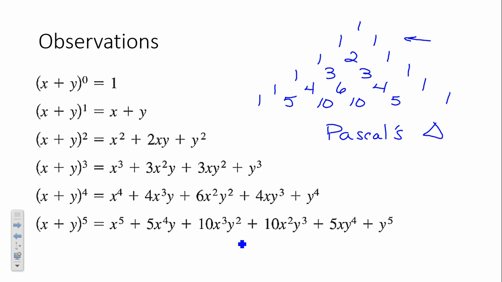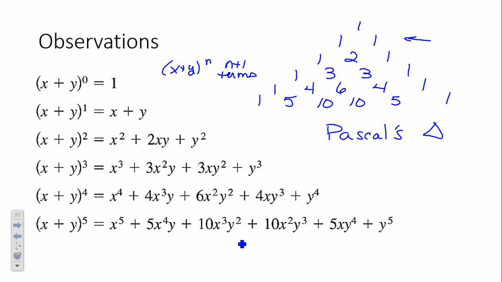Okay? When something was to the 0 power, a binomial to the 0 power, how many terms did it have? How many terms here? 1. If something's to the first power, how many terms does it have? If something is to the second power, how many terms? If something's to the third power, okay, so it's always going to have n plus 1. If it's x plus y to the nth power, how many terms will it have? Yep.